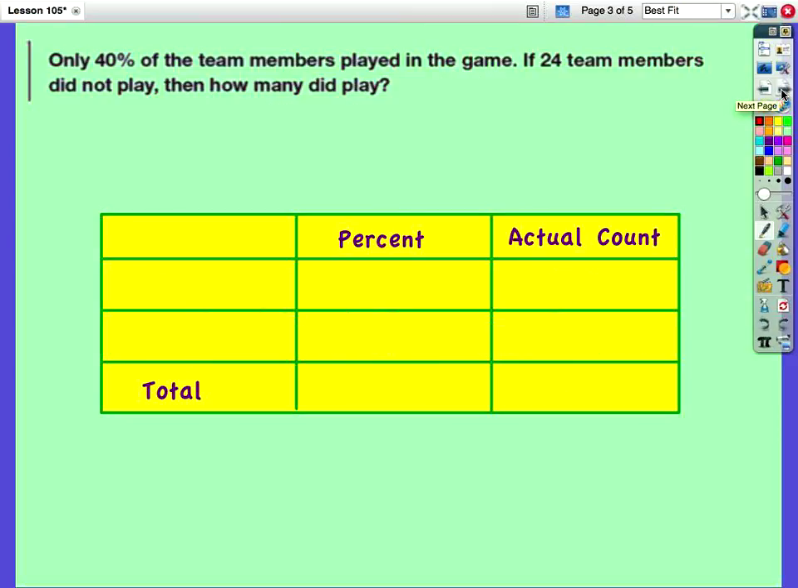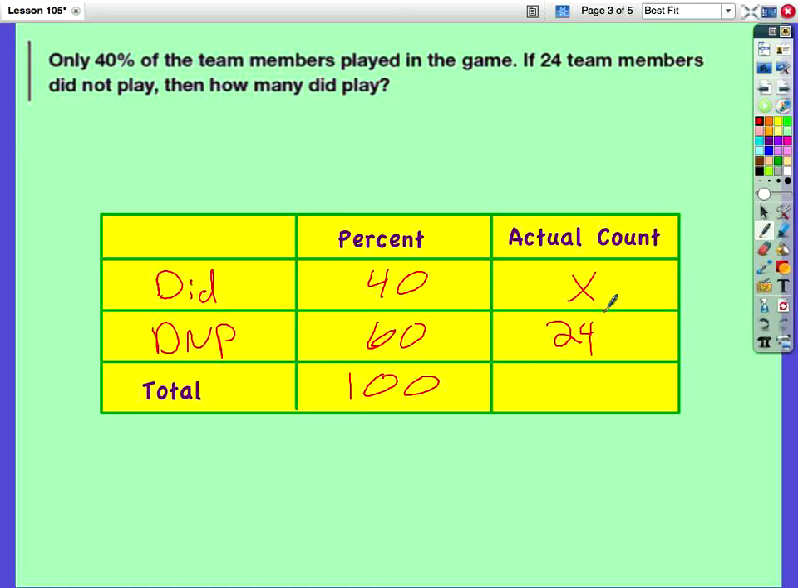So the next question says only 40% of the team members played in the game. If 24 team members did not play, how many did? So we have they did play, they did not play, and we have our total. So remember, percent for total is 100. It says 40% did play, which means 60% did not play. It says 24 team members did not play. How many did? So in this case, I don't need my total. The only thing I needed it for was to figure out what percent did not play. Now I can set my proportion.